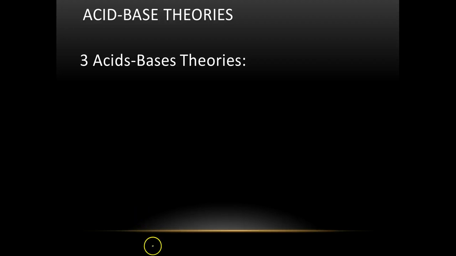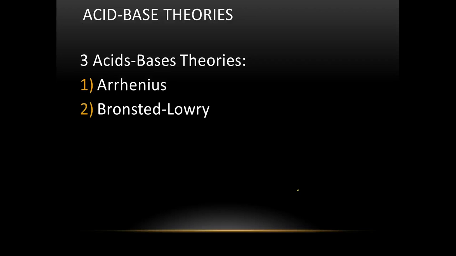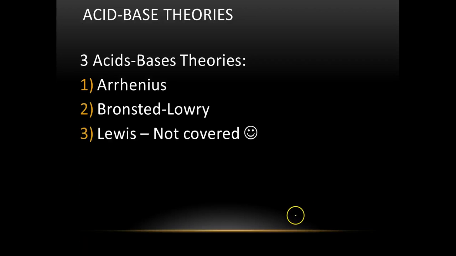Let's move into some very quick different types of theories on how we define acids and bases. We have Arrhenius. This is your classic one that you're used to thinking about. I don't know if you knew the name of it. And then we have Bronsted-Lowry. And we also have a Lewis acid and base, but we are not going to cover it. Okay, so we're only going to do 2 today.